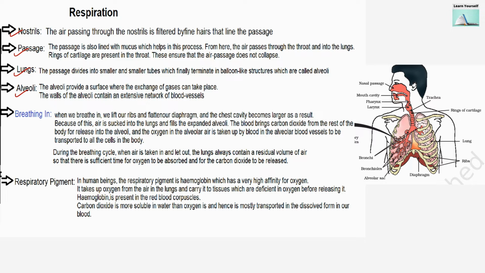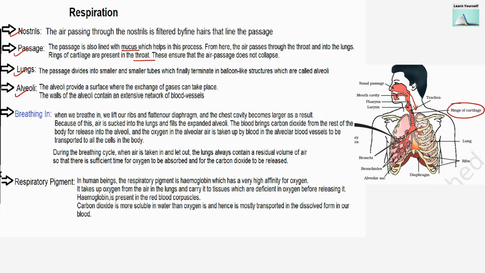Then comes the passage. The passage is also lined with mucus, which helps in the process. From here, the air passes through the throat into the lungs. Rings of cartilage are present in the throat. This ensures that the air passage does not collapse. You can see these rings here in the figure. Once the air comes down from the throat to the passage, these rings of cartilage help the passage not to collapse, and the mucus helps the air to pass through it. Then come the lungs.